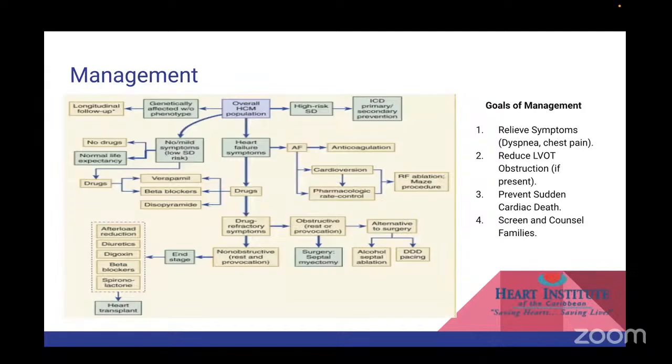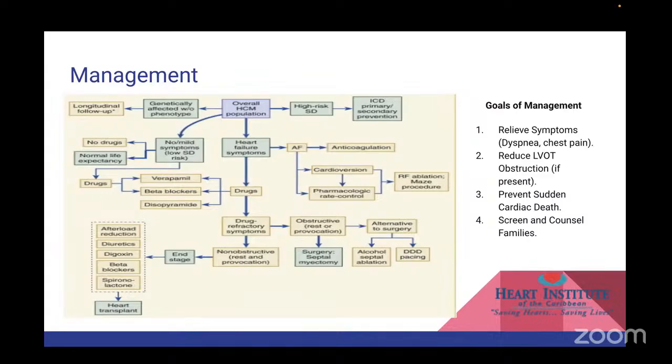Now we're going to go on to the management. So the goals of management are to relieve the symptoms, reduce the left ventricular outflow tract obstruction, prevent sudden cardiac death, and screen and counsel families.